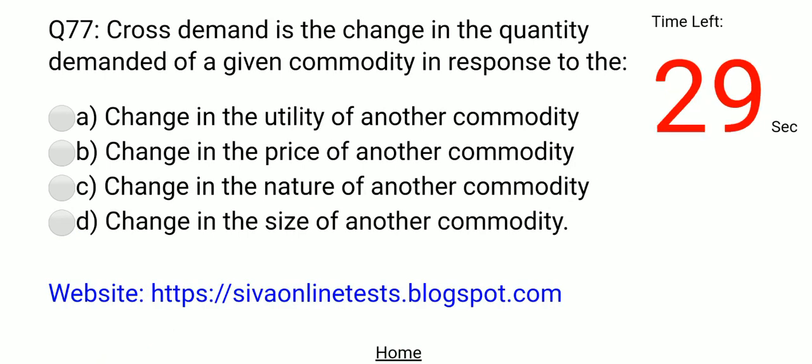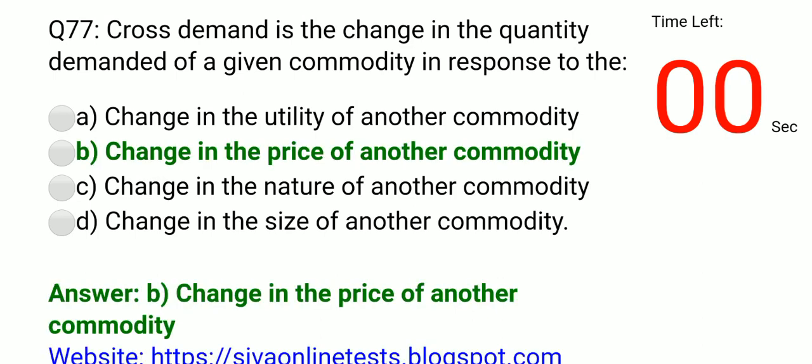Question 77. Cross demand is the change in the quantity demanded of a given commodity in response to the. Options. A. Change in the utility of another commodity. B. Change in the price of another commodity. C. Change in the nature of another commodity. D. Change in the size of another commodity. Answer. B. Change in the price of another commodity.